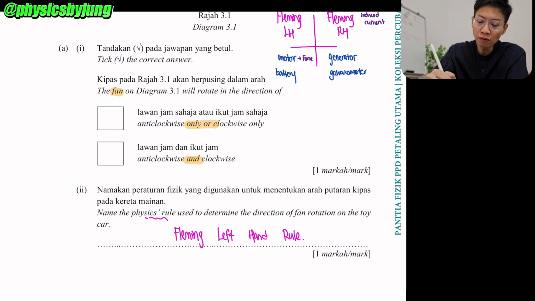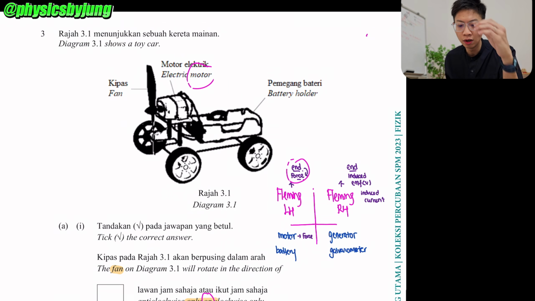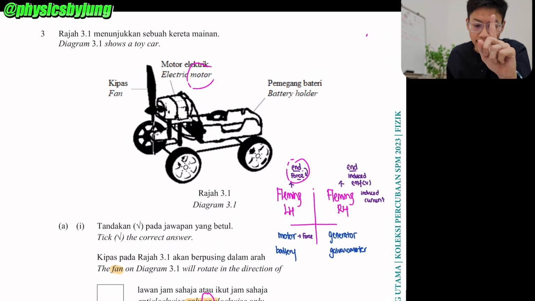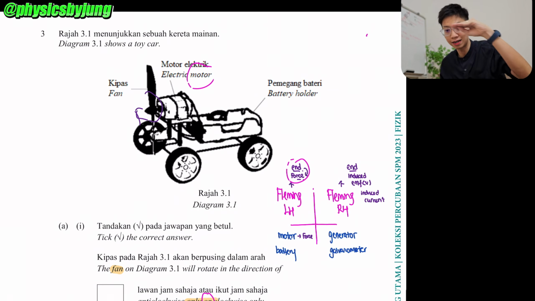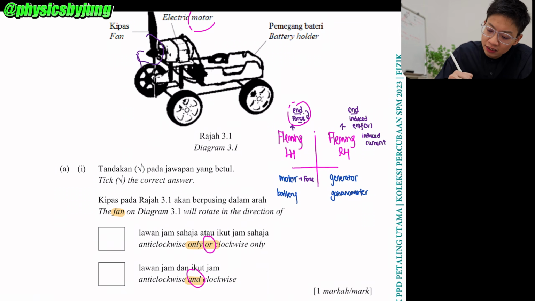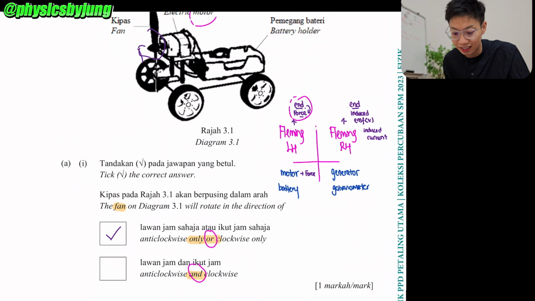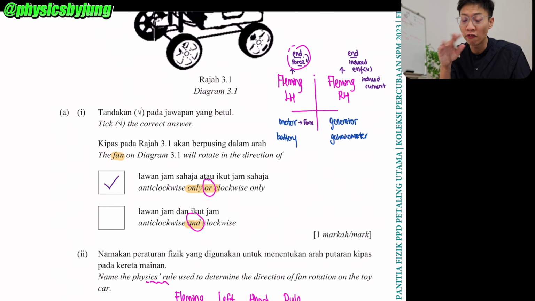Okay, so now how do we know if it is clockwise or anti-clockwise? First of all, this is a dry cell, so this is most likely going to be a direct current motor, and this motor has to spin in the same direction for the car to move forward, right? Because if the fan flips back and forth, it cannot move, right? So my solution here is either clockwise or anti-clockwise only, it won't go both sides.